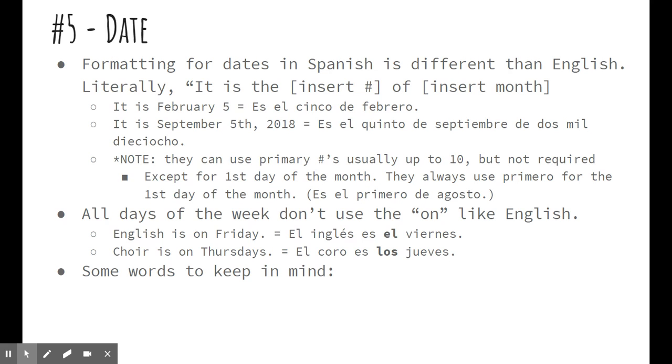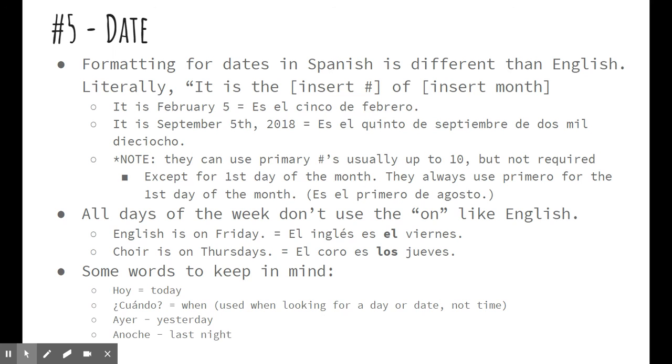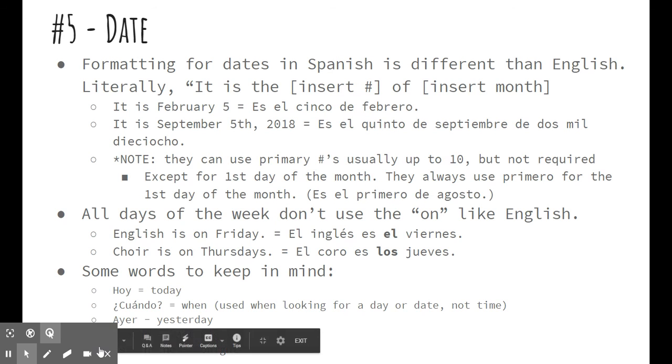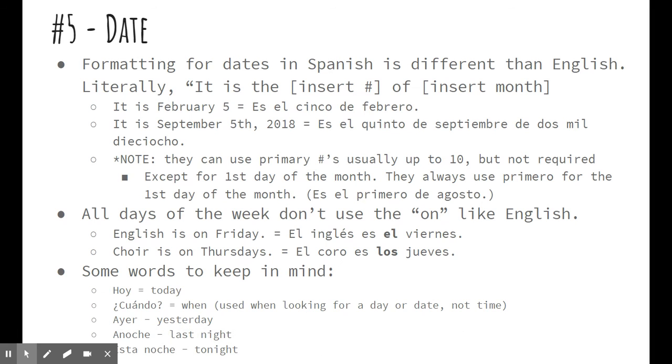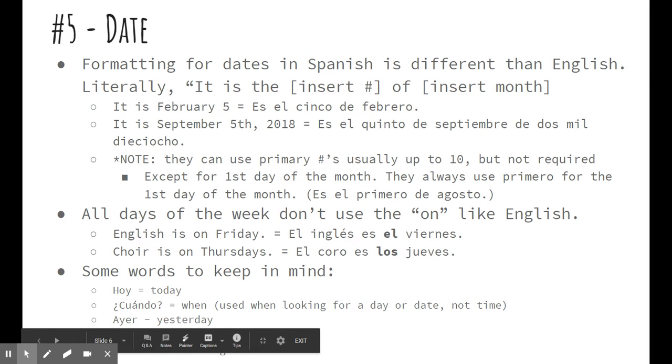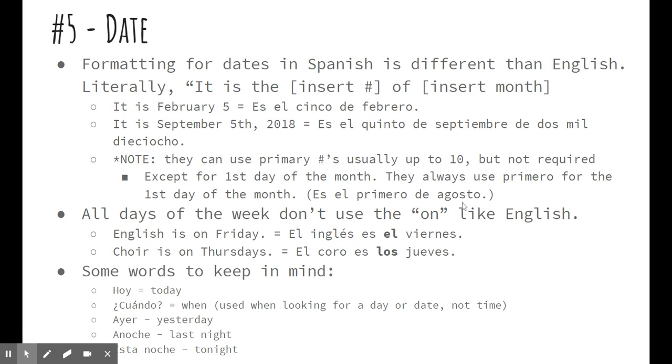And a few words to keep in mind. Hoy is today. Cuándo is the question word when, used when looking for a day or date, not for time. That'd be ¿a qué hora es? Ayer is yesterday. Anoche is last night. And esta noche is tonight, which those we're going to get to more as we get into the past tense. Just be aware. Esta noche, ayer, and anoche would be some of the indicators of time. All right, el fin.